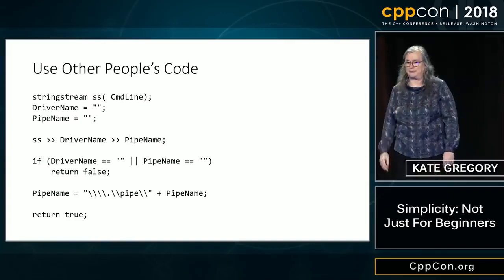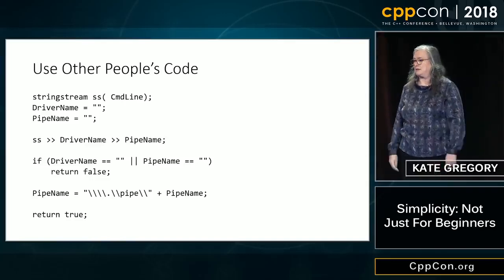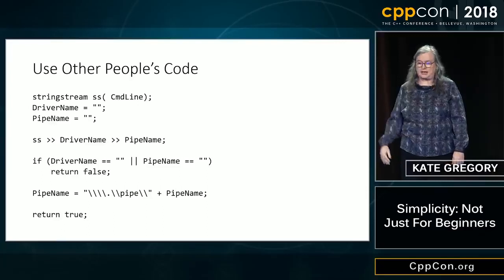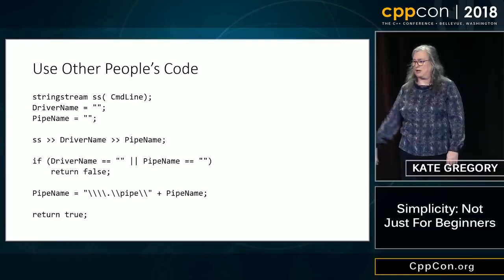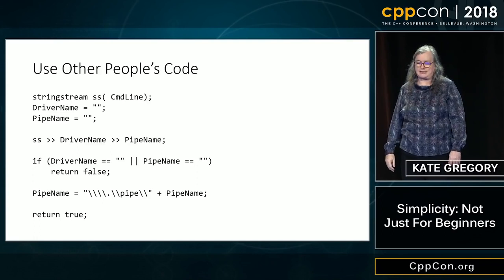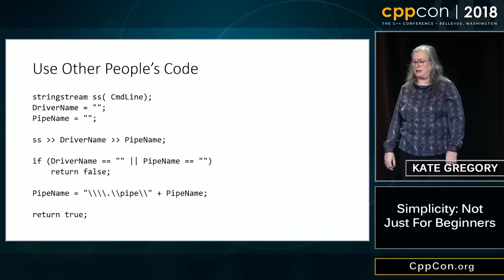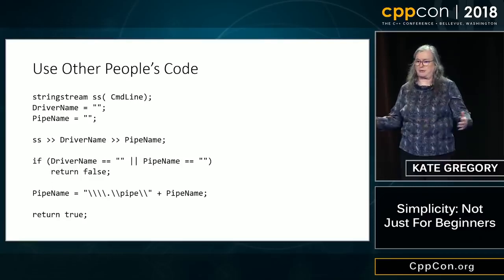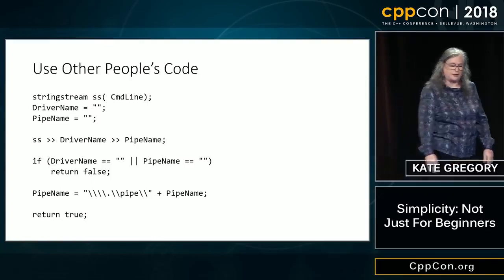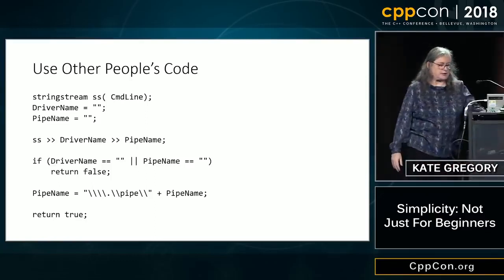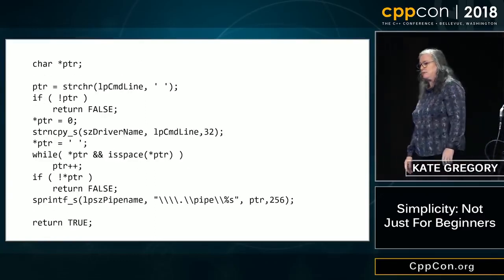String stream. Now we'll parse it out. You know what this does, right? I'm taking that command line, and I am getting driver name and pipe name out of it. I threw Hungarian under the bus, and I also switched to strings. And I say, if the driver name is still blank, or the pipe name is still blank, that's when we do not have a happy path. Otherwise, I do some decorating to the pipe name, which if you haven't had to do named pipes on Windows, pay no attention to that. Then I return true.